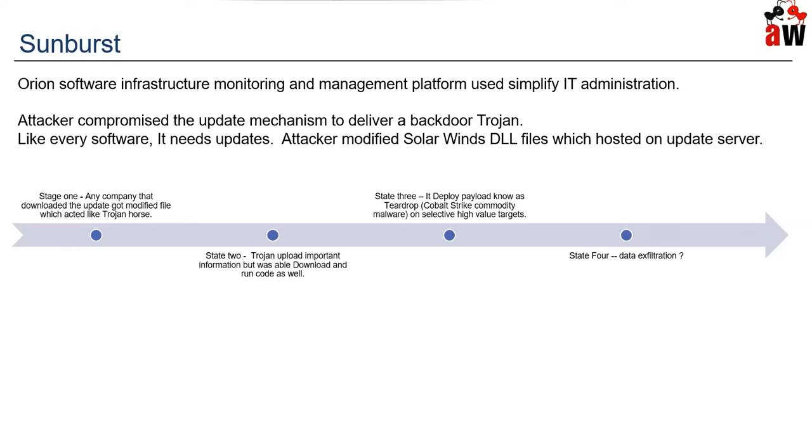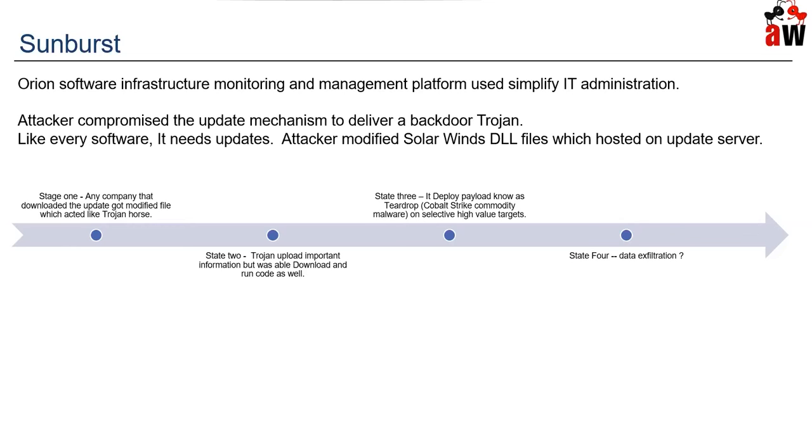So what these guys actually did is they compromised the update mechanism of this particular software and inserted a backdoor Trojan in it. With that Trojan, they had 4 stages of attack. Any company that downloaded this update got the Trojan in their network. Then the Trojan uploaded some important information about the computer and the network, and it was sent to its owners, or the command and control server.